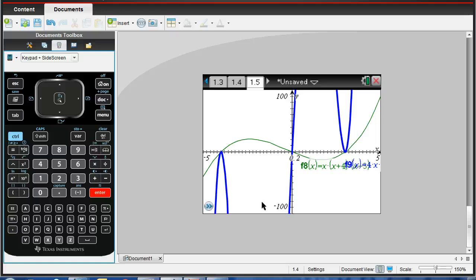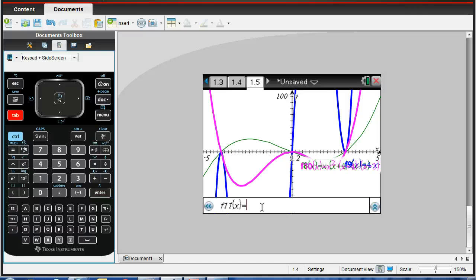Let's look at another one. Hit the tab button, and then let's do x squared, and then times x plus 4, and then times x minus 3. Enter. And hit tab one last time and put in the last equation, which is negative 1/4 x squared. It's going to be times x plus 4 times x minus 3.